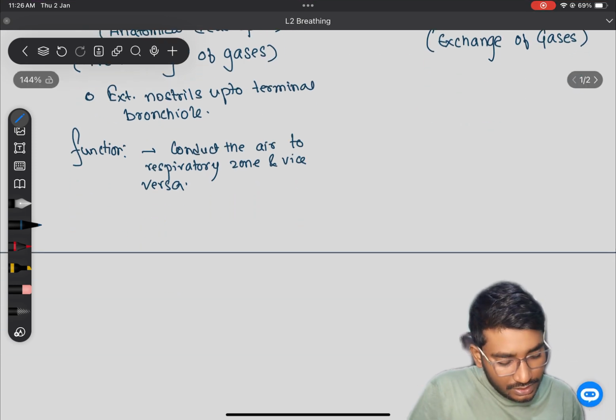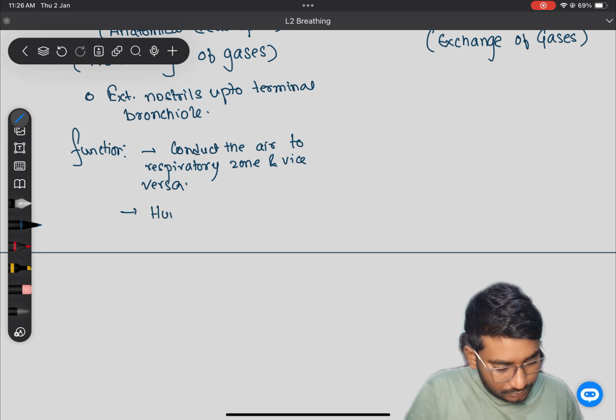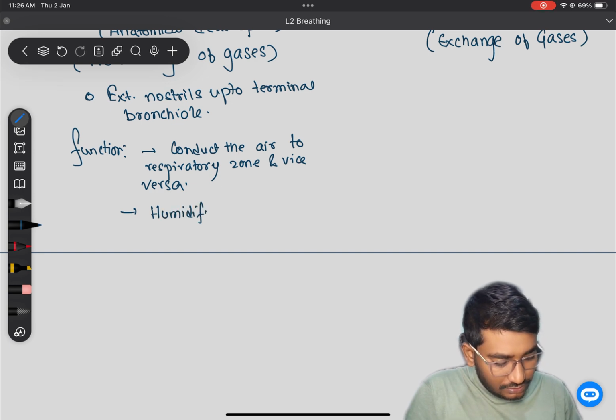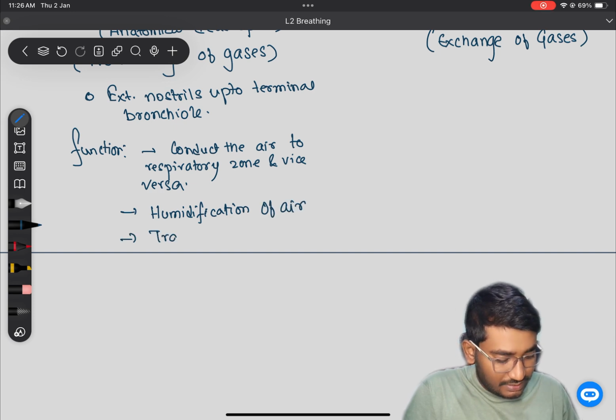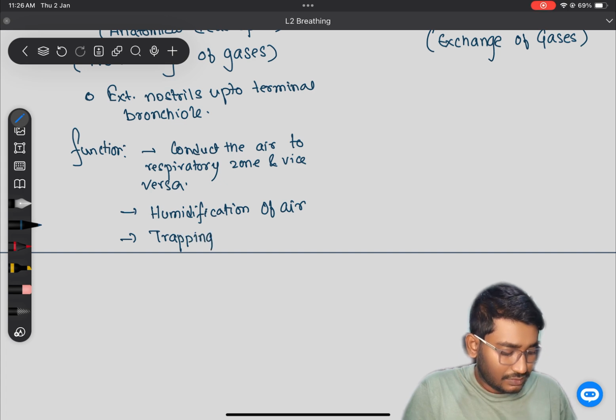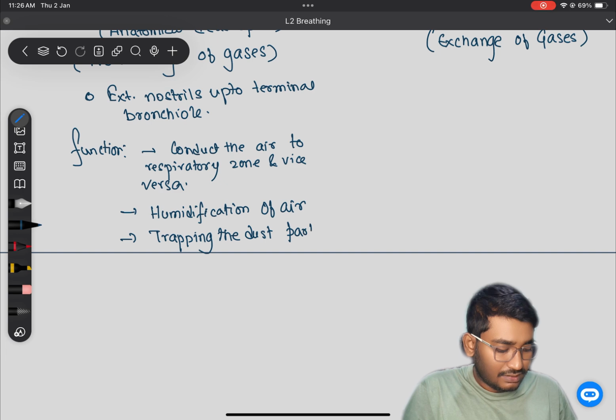Humidification of air. And the third one is trapping the dust particles.